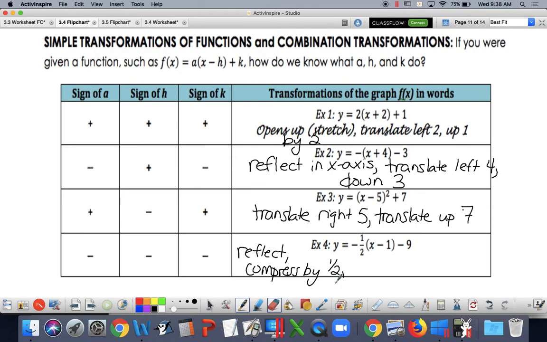That's okay, Max. It's all right. We're still learning. Translate down 9. Translate down 9. Yep. Thank you, Ian. And then last but not least, this -1 in the parentheses. Do I go right or do I go left? I go right.